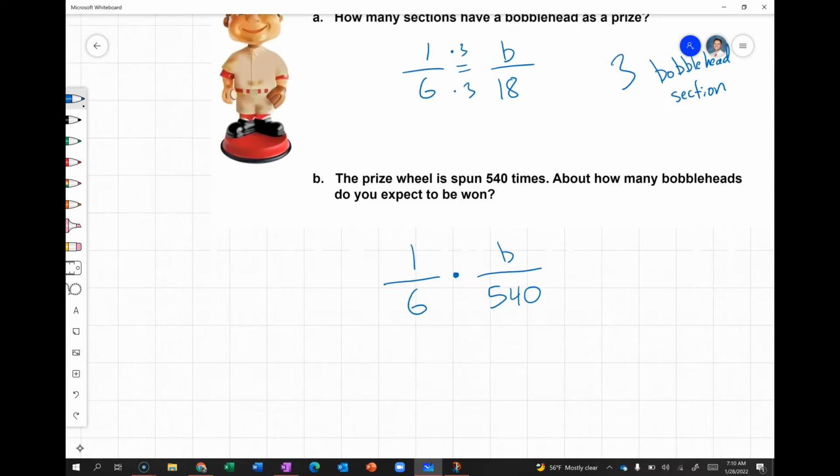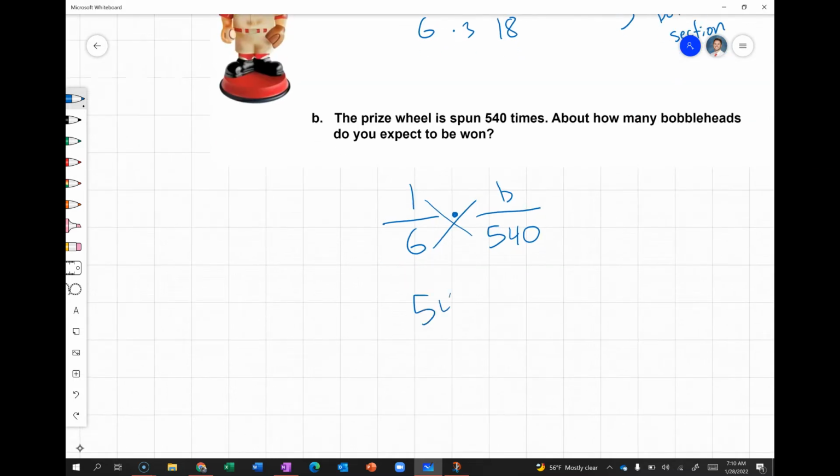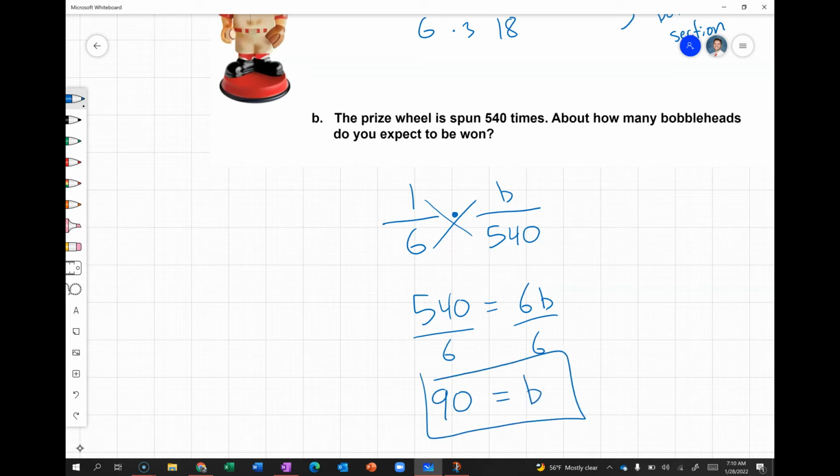So we saw our proportion. Okay, so let's do our cross products rule. 540 will be equal to 6b. Divide by 6 on both sides. And we get 90. So we could expect about 90 bobbleheads to be won if the wheel is spun 540 times.